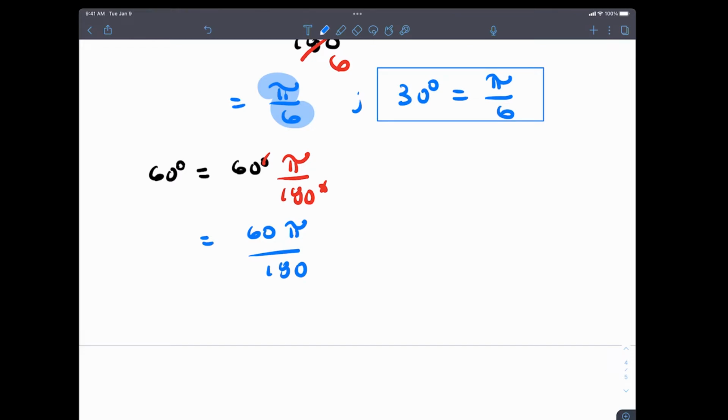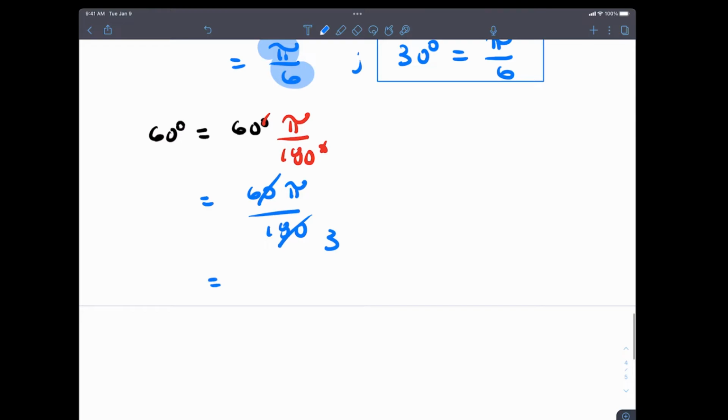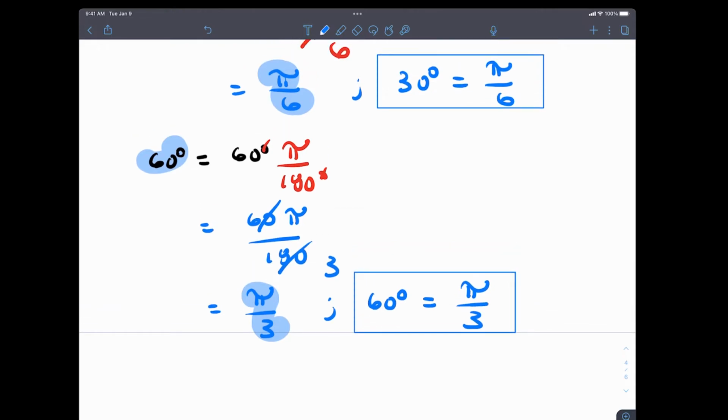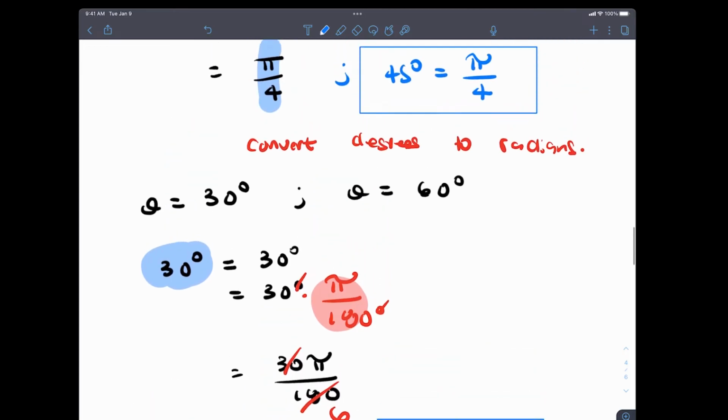What do you guys notice about 60 over 180? 60 goes in 180 3 times. So what do you have now? It's pi over what? 3. 60 degrees is pi over 3 radians. There you go. What do you think? Okay, conversion. Is that right?